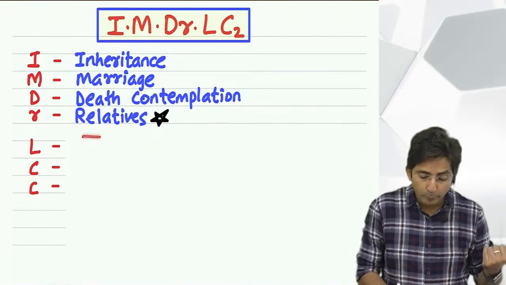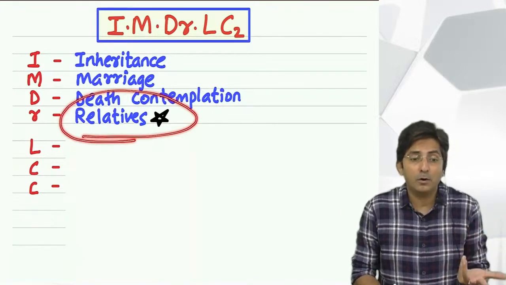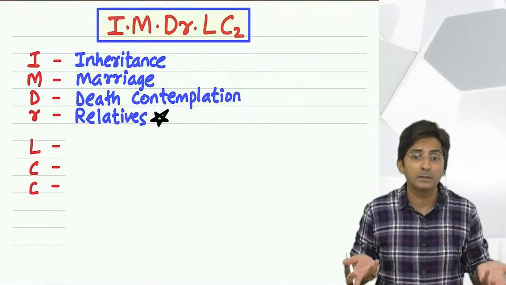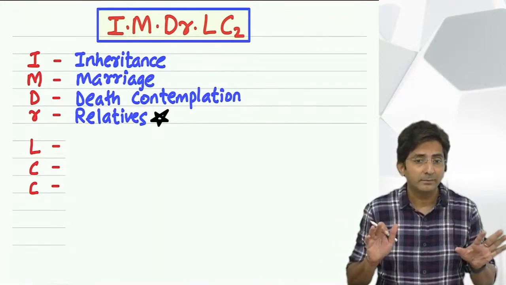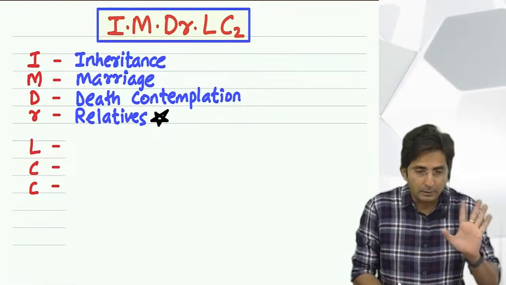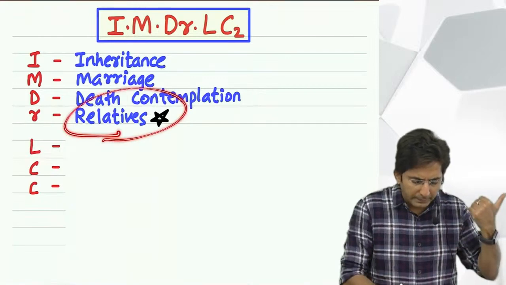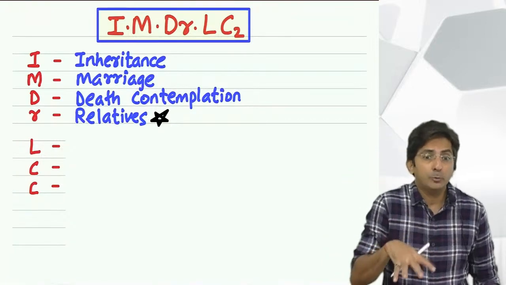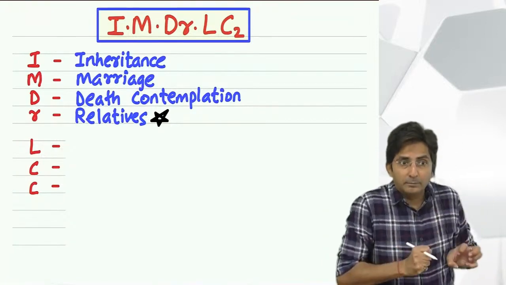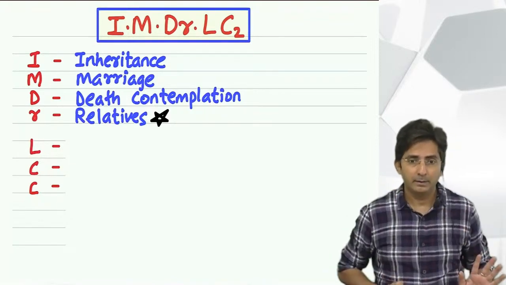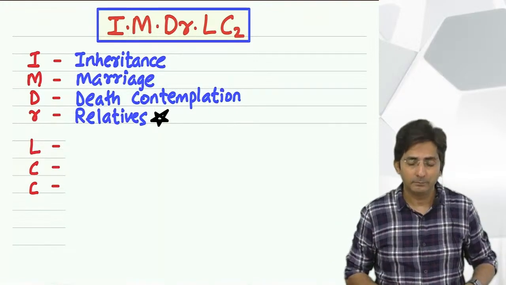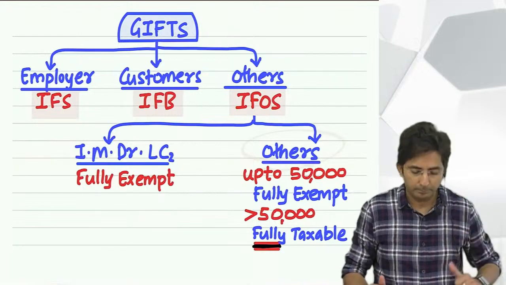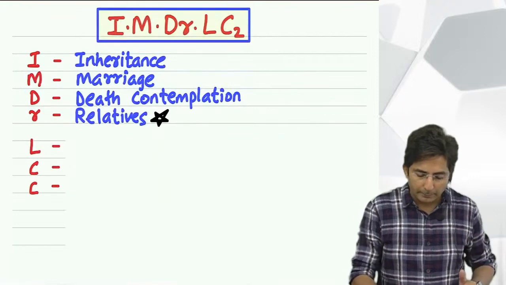But the question is, what do you mean by relative? Uncle, auntie, cousin, real brother, son, daughter, father-in-law, mother-in-law, chacha, mama? What is a relative? That definition will come after some time. Right now, let me complete this full form first. Then I will explain who comes under relative. But the word relative has to be defined, because only if someone is my relative will the gift be genuinely exempt. If the gift is from a non-relative, then it will come under other gifts, and depending upon the 50,000 limit we will decide the taxability. So what is a relative, I will tell you. Let me complete this first.